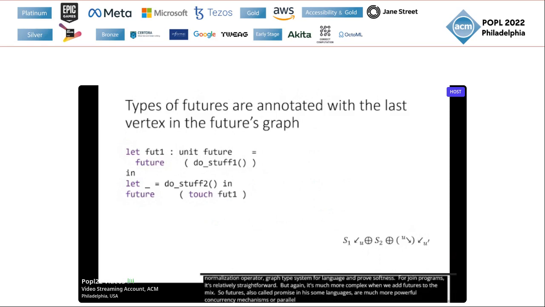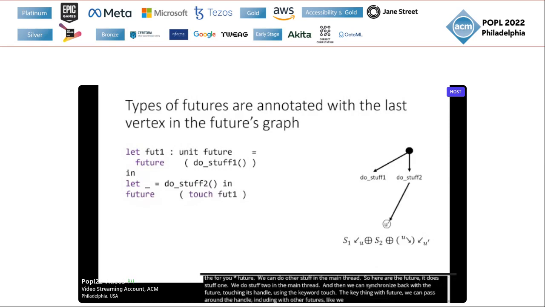So a future is an asynchronous thread, which we spawn with the keyword future. And we have a handle to the future, which in this case we bind to fut1. So we can do some other stuff in the main thread. So here the future does stuff 1, we do stuff 2 in the main thread. And then we can synchronize back with the future by touching its handle using the keyword touch. But the key thing with futures is that we can also pass around the handle, including to other futures like we do here. And that's where the main power of futures comes in.